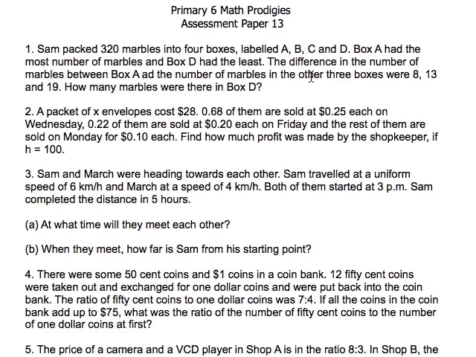So what you need to understand first of all is there is a total of 320 marbles in the 4 boxes, A, B, C, and D. So what we can do is we can imagine we draw A, B, C, and D, and then we can draw the number of marbles in such a way that the difference in the number of marbles between box A, which is the first box, and the other 3 boxes, example B, C, and D, is 8, 13, and 19. So how many marbles were there in box D? This is what it will look like.